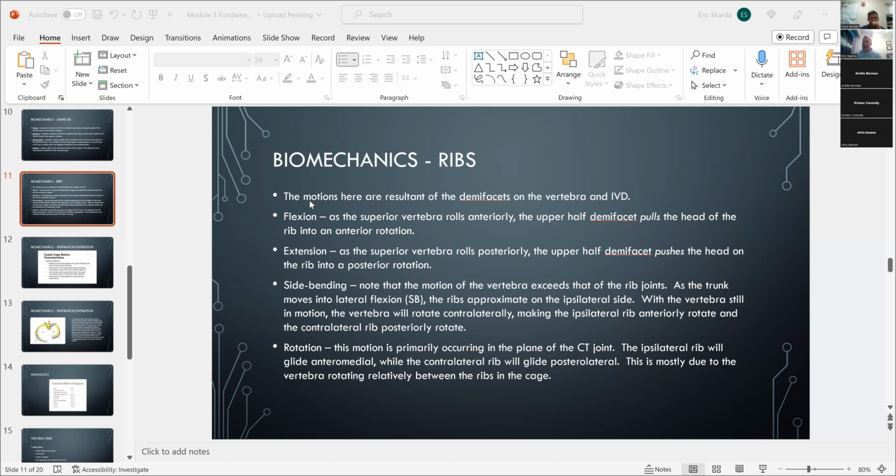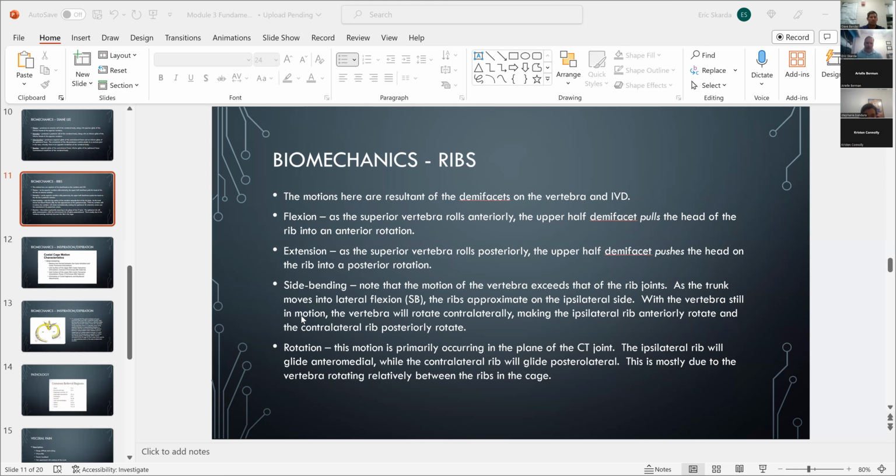Extension is basically the exact opposite, just like we were talking about with the vertebral movement. As the superior segment, that T5, rolls posteriorly, that same demifacet on the bottom half of T5 is now going to push that rib into a posterior rotation. So essentially when we go into extension, we should see the whole segment roll posteriorly, just like that.